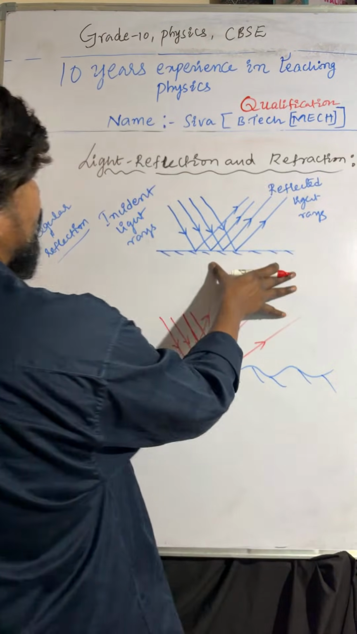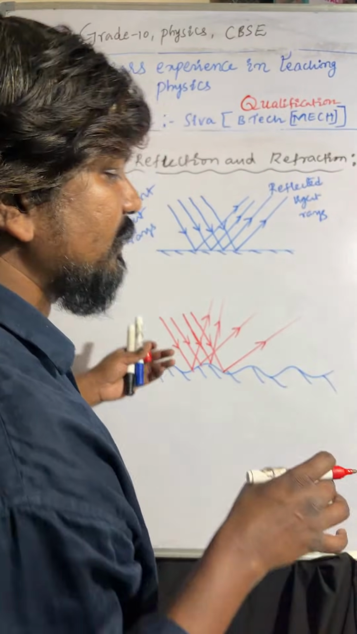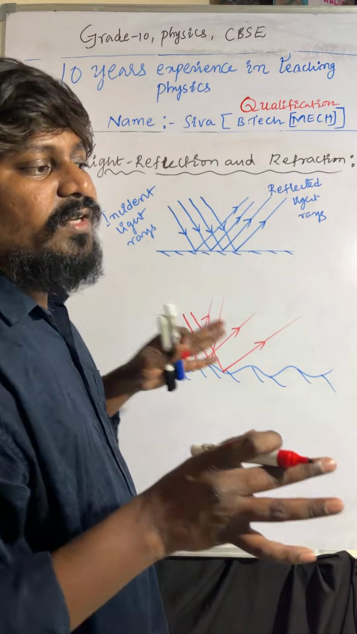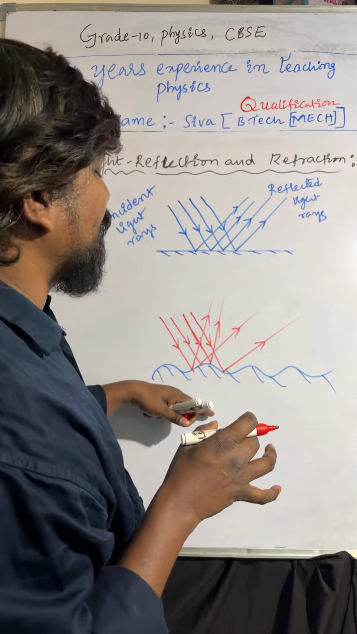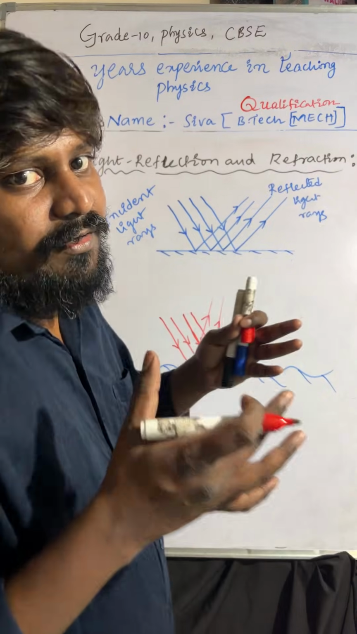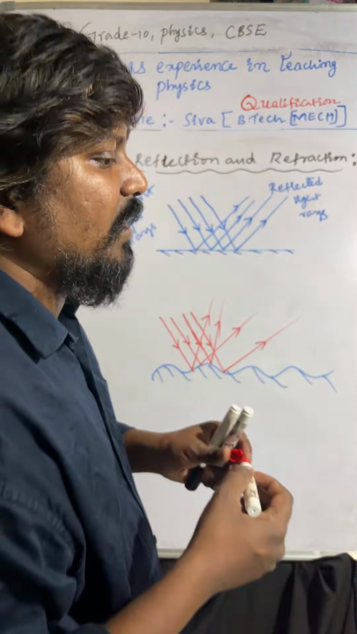So regular reflection takes place on a smooth surface and plane mirror, and irregular reflection takes place on a rough surface. Examples: a wall, and we can take cardboard also. So that is about regular reflection and irregular reflection.